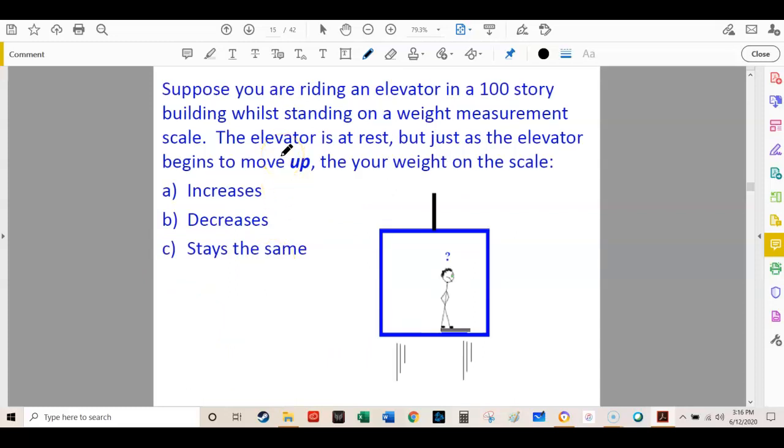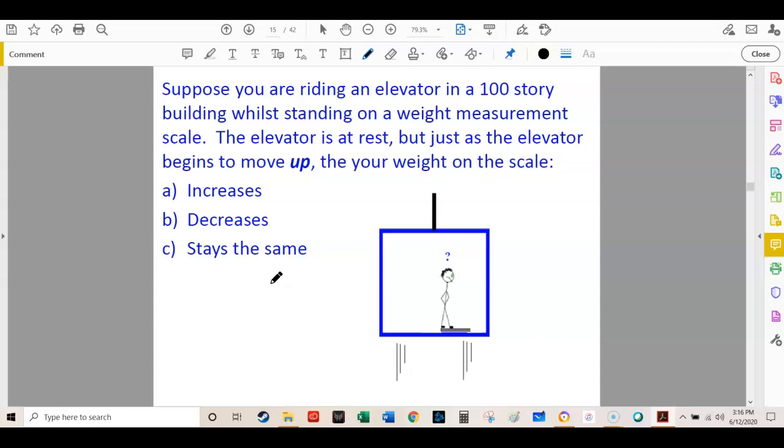Another situation. We've all been in elevators. If you've ever been in a big building in Central Phoenix and gotten in the elevator, you'll notice when you get in an elevator, you first press the button to go up. How do you feel when you first press the button to go up? If you happen to be standing on a weight scale at that time, and you're at rest in the elevator, press the button, and the elevator begins to accelerate upwards. So how do you feel when that is happening? Do you feel heavier? Do you feel lighter? Or do you feel the same weight as you're speeding up, as you're moving upwards? What do you think?